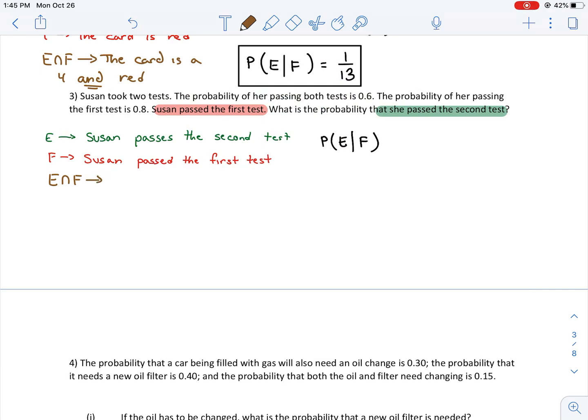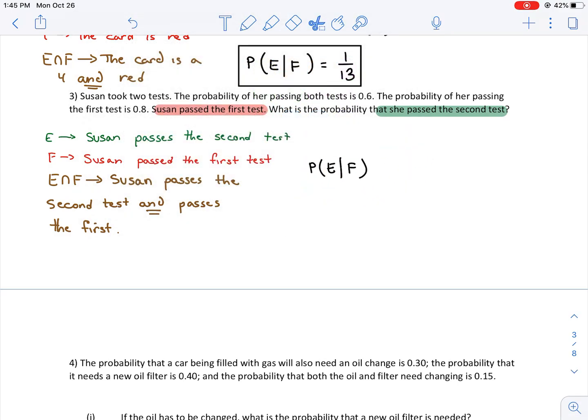So what is the intersection E and F? Well, that is Susan passes the second test and passes the first. So the probability of E given F in this case is going to be the probability of E and F divided by the probability of F. And we're given both of those numbers.